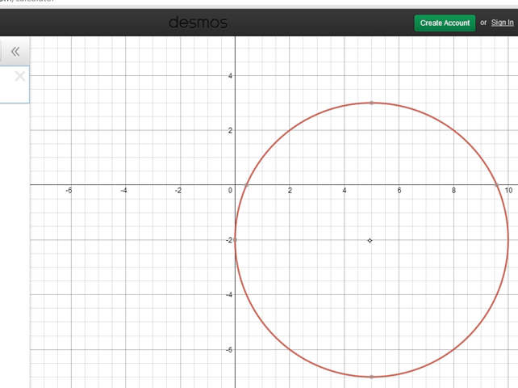Positive 5, negative 2. So the biggest thing to remember is when you're dealing with these, if there's pluses and minuses inside parentheses with your x's and y's, it's going to shift it left, right, up, and down backwards from what you think it would shift it.